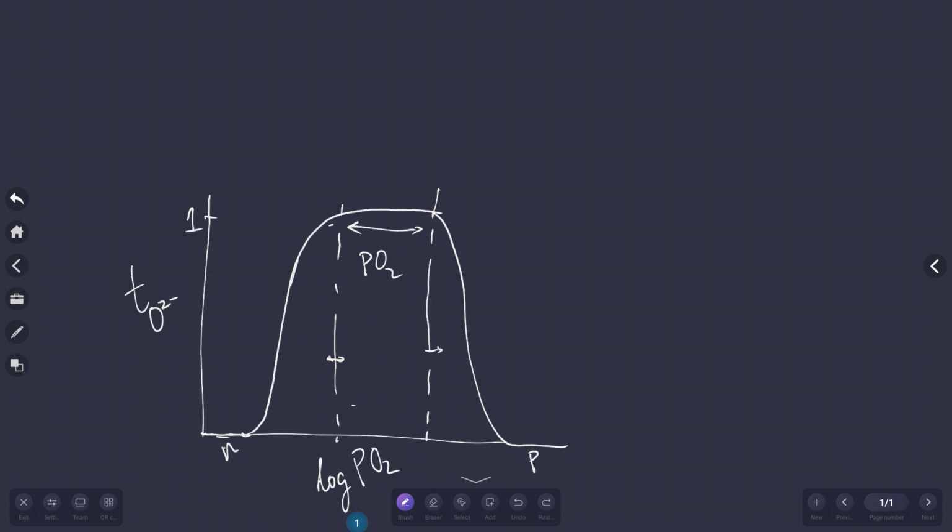Good thing about stabilized zirconia is that this PO2 range happens to be huge. It's many, many orders of magnitude. Think about the fuel cell. You know what happens to the fuel cell? If you're using stabilized zirconia, we could talk about this solid oxide fuel cell.